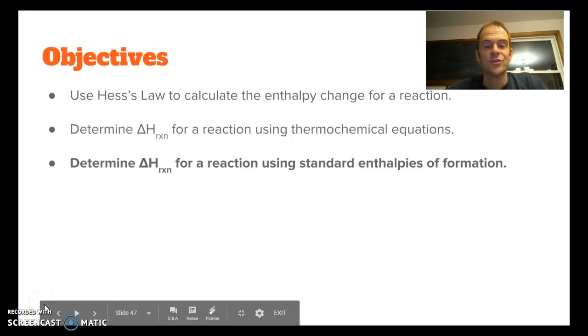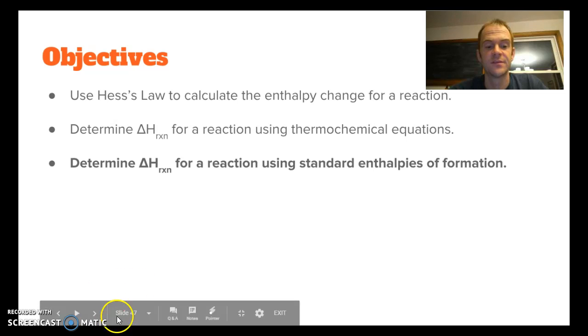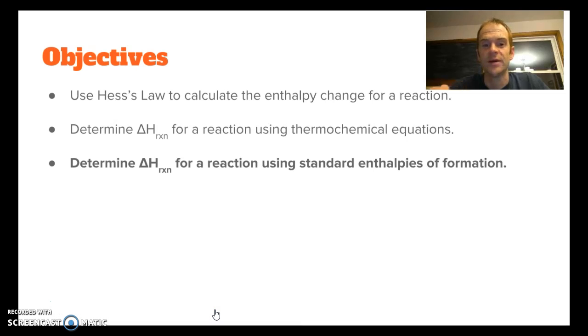This video is about using standard enthalpies of formation to figure out how much energy change there is for a reaction. So this is very similar to when we talked about Hess's law. This is just going to be another way that we can use to figure out what is the total amount of energy or heat change in a reaction.